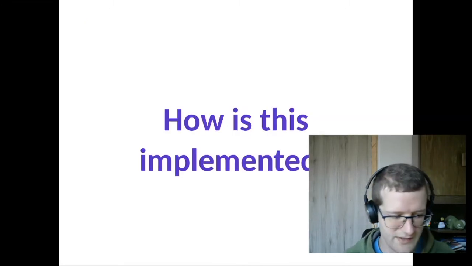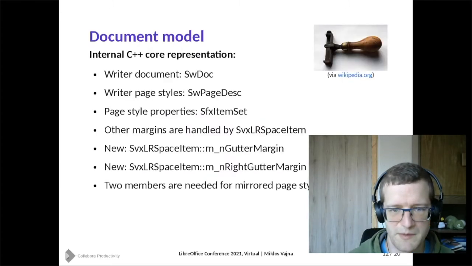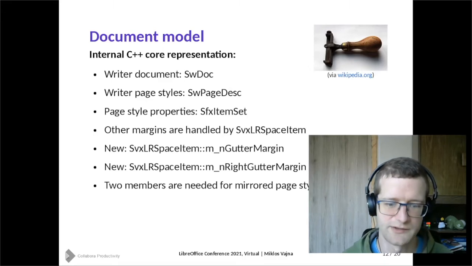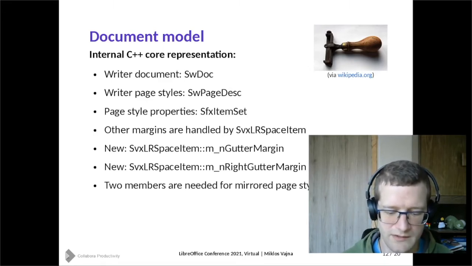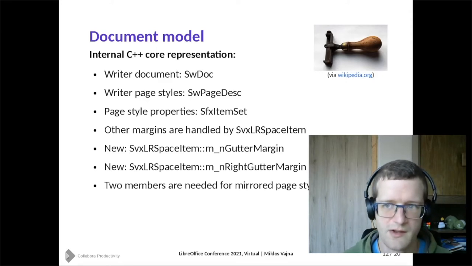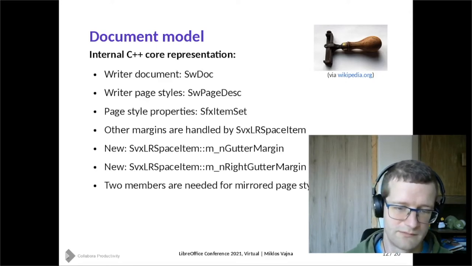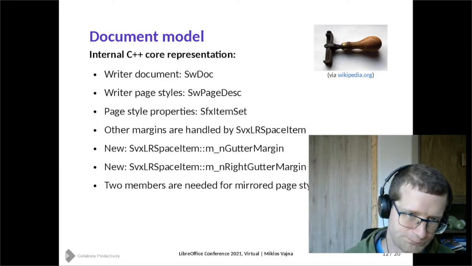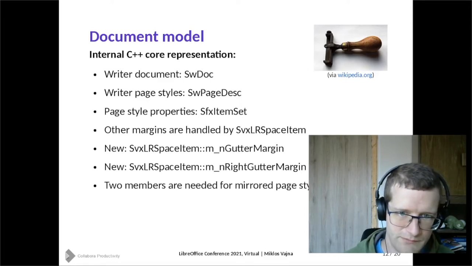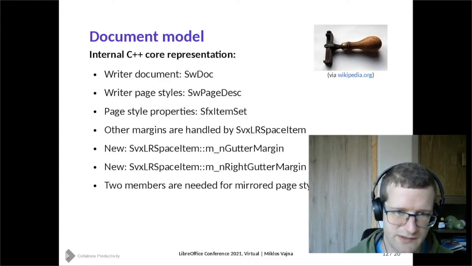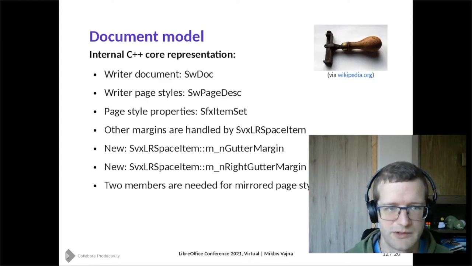So the question is how this feature is implemented. As usual, there is a checklist on the TDF wiki, in the development/writer page, on how to add a new feature. And the procedure was quite similar here as well compared to other features. So first we need some way of representing this feature in the C++ classes in the core internal document model.